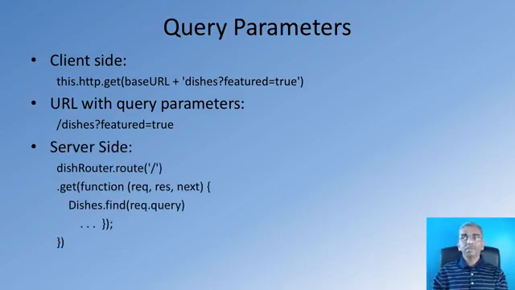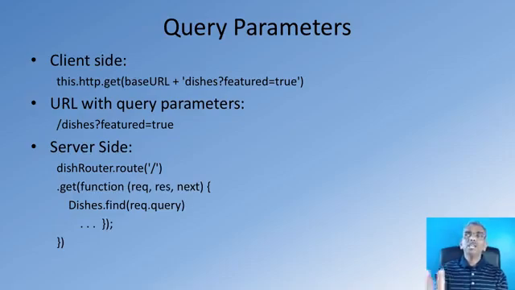Now, in addition, when this information is received on the server side, we saw that earlier when we did the GET request on the server side, we simply said dishes.find, and then we would find all the dishes and then return them when the GET request is sent to the dish router route slash. The same logic applies both to the promo router as well as to the leader router.